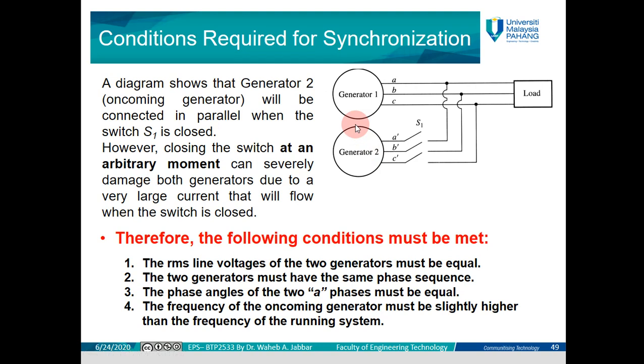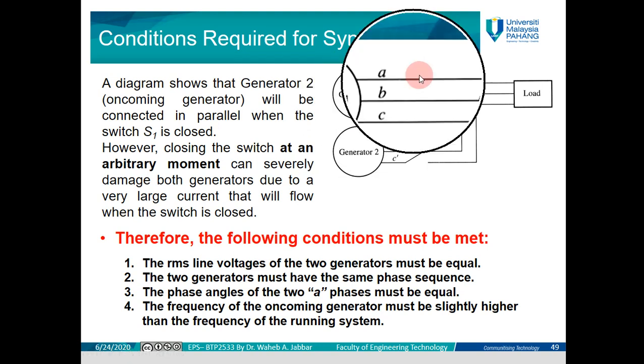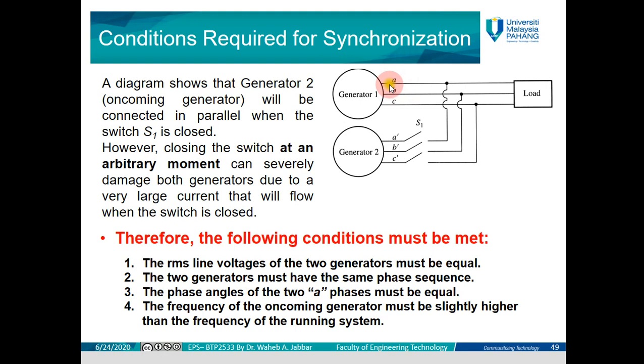When I say phase sequence, that means the first generator has phase A, B, C, and that one has A prime, B prime, C prime. So it cannot be A, B, C on one and A, C, B on the other. It should be the same sequence: first phase A with first phase A, second B with second B, third C with third C, and so on. Then the angle between the two A phases must be equal.